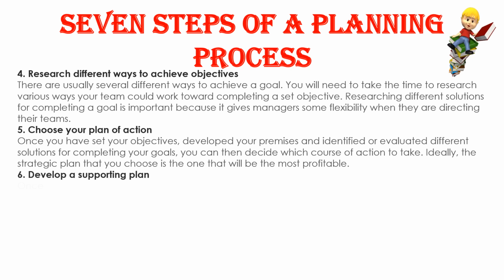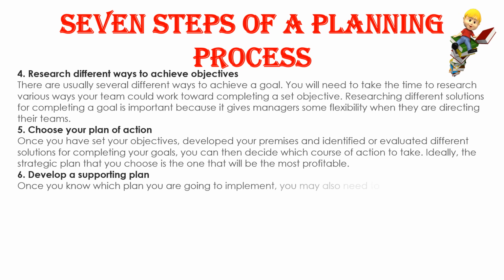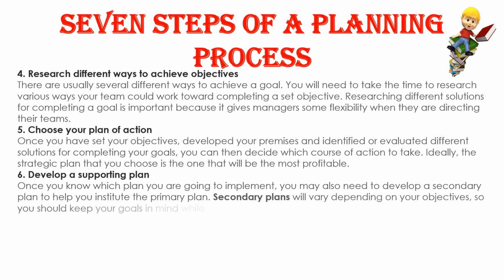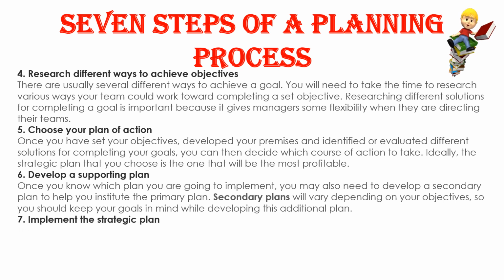The sixth one is develop a supporting plan. Once you know which plan you are going to implement, you may also need to develop a secondary plan to help you institute the primary plan. Secondary plans will vary depending on your objectives, so you should keep your goals in mind while developing this additional plan. The seventh one is implement the strategic plan.